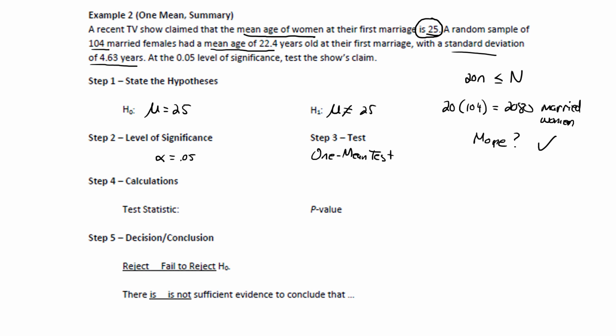When we go to StatCrunch for the calculations of the test statistic and the p-value, note that the sample mean x bar is 22.4. The sample standard deviation S, that's 4.63, and the sample size N is 104. Also remember the null hypothesis is mu is equal to 25, so we have to change that value. And the sign for the alternative hypothesis is not equal to. So we'll have to make sure we have the right sign. Let's go to StatCrunch.